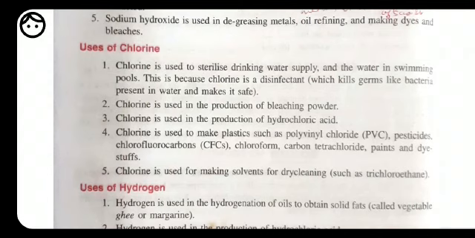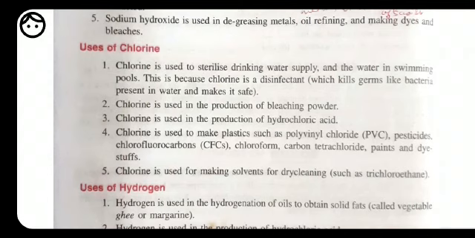Here also we are putting this chlorine tablet into a big tank where it kills the germs or bacteria which is present in the water. Next use of chlorine is in the production of bleaching powder. Here we also have one chemical, bleaching powder. In that you will be able to know how we use chlorine for the production of bleaching powder.